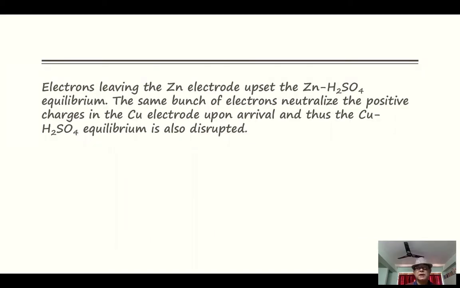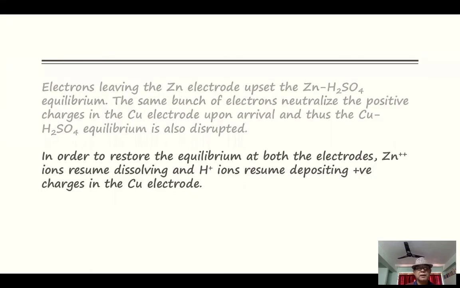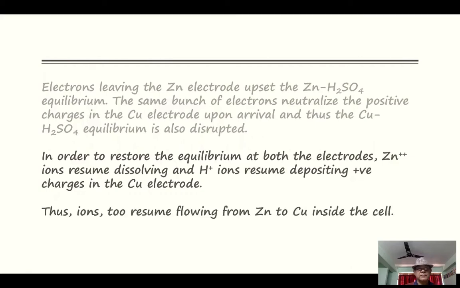Electrons leaving the zinc electrode upset the zinc sulfuric acid equilibrium. The same bunch of electrons neutralize the positive charges in the copper electrode upon arrival, and thus the copper sulfuric acid equilibrium is also disrupted. In order to restore the equilibrium at both the electrodes, positive zinc ions resume dissolving and positive hydrogen ions resume depositing positive charges in the copper electrode. Thus, ions too resume flowing from zinc to copper inside the cell.